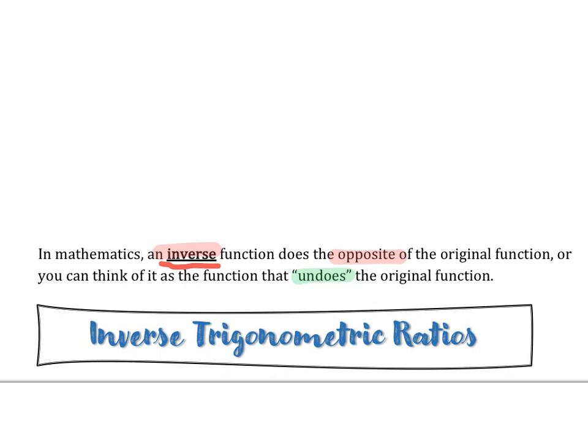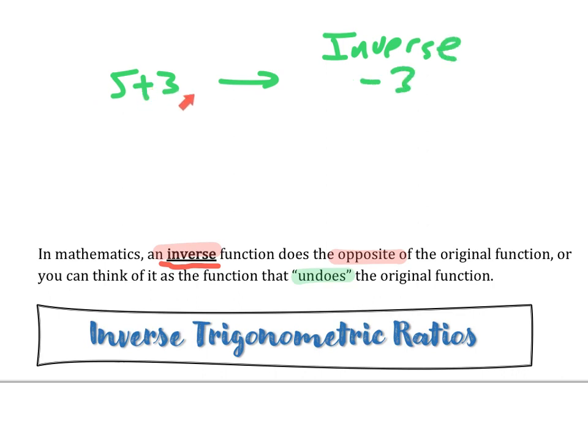So like the inverse of addition, 5 plus 3. The inverse would be to subtract 3, right? If you take 5 and you add 3 to it, then if we subtract 3 from whatever we get, that would be the inverse, all right? If we take the inverse of multiplication, so if we have 5 times 3, well, the inverse of multiplication is division, all right? So they're kind of opposite operations.